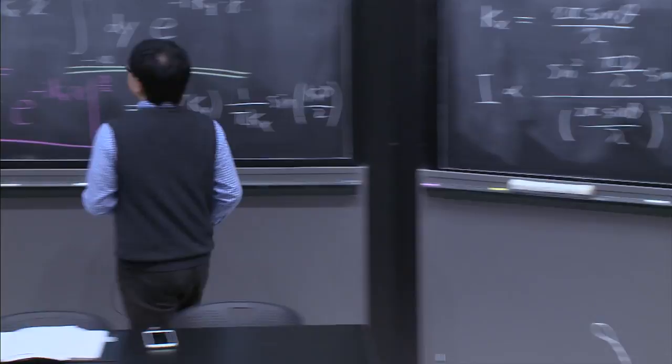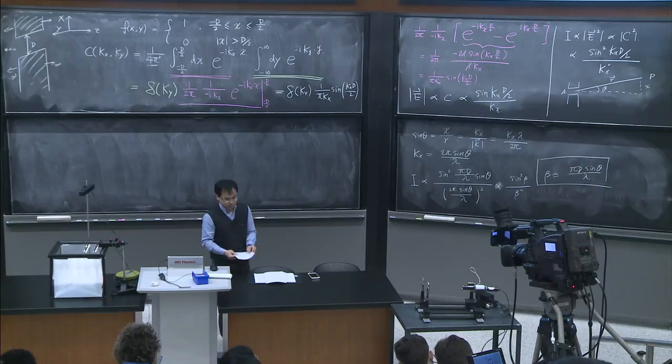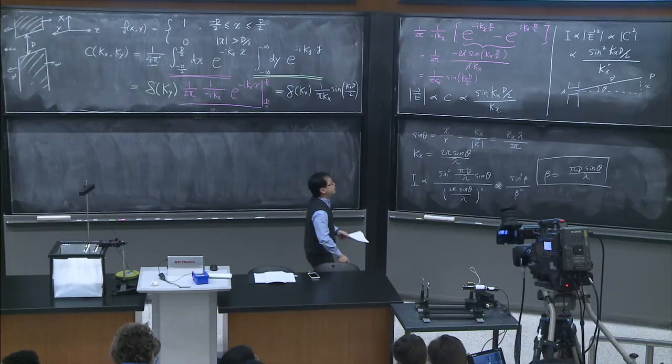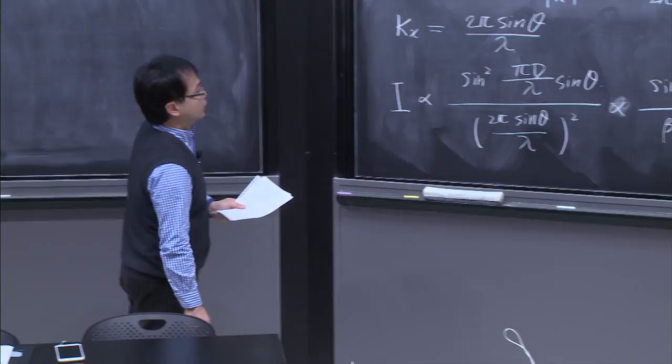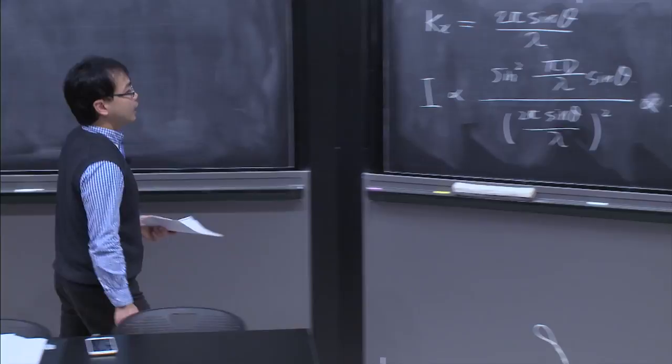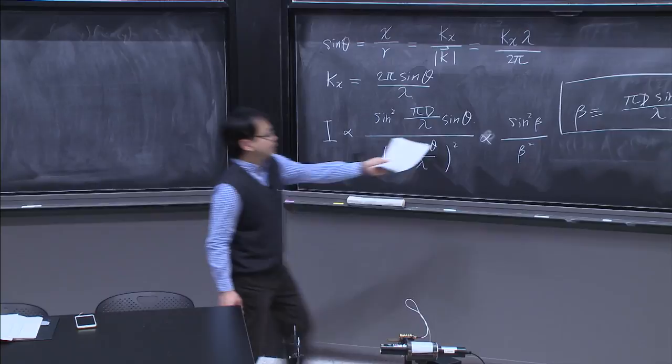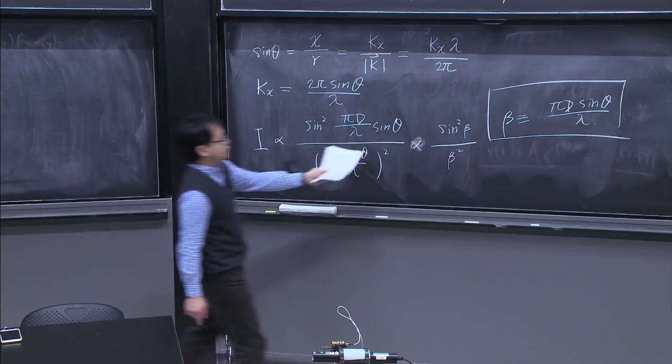So that's very good. We have evaluated the resulting intensity which will show up on the screen. And we found that it's proportional to sine squared(pi d divided by lambda sine theta) divided by something squared. I define this expression to be beta. Then the functional form becomes much simpler: sine squared beta divided by beta squared.